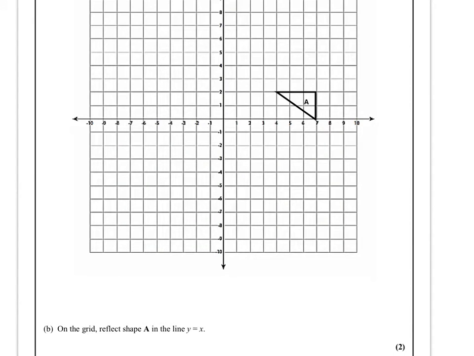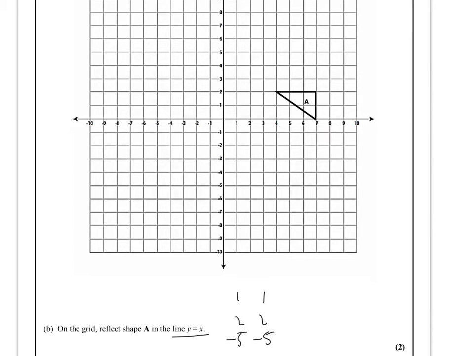Part B, here we've got a different transformation. It says on the grid, reflect shape A in the line y equals x. Now, there aren't any lines drawn, so we need to draw in this line y equals x. And if you're not sure what that looks like, that's a diagonal line that goes through at 45 degrees. So if you wanted to work it out, you could say when x is 1, y is also 1. When x is 2, y is 2. When x is minus 5, y is minus 5.